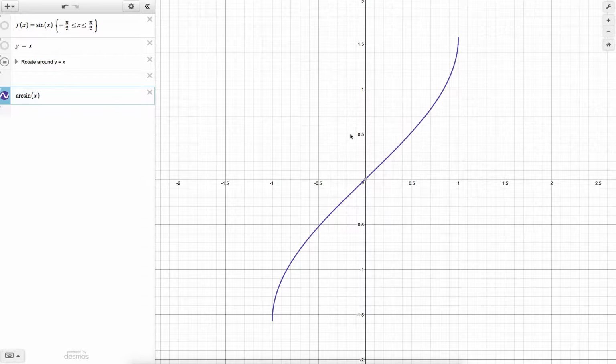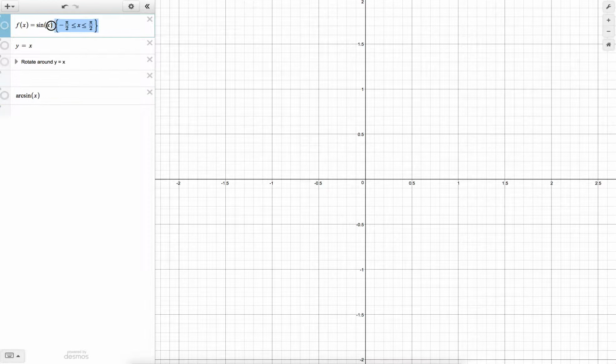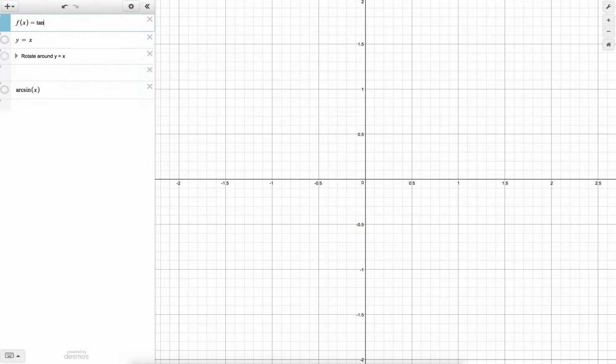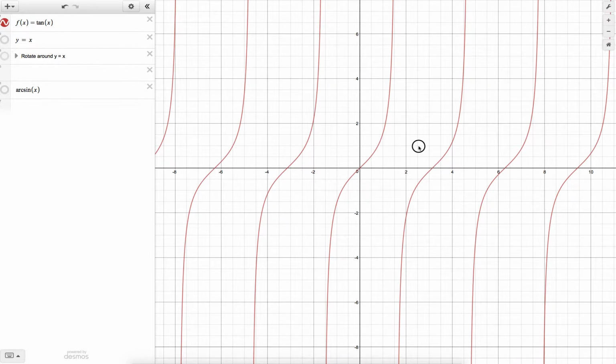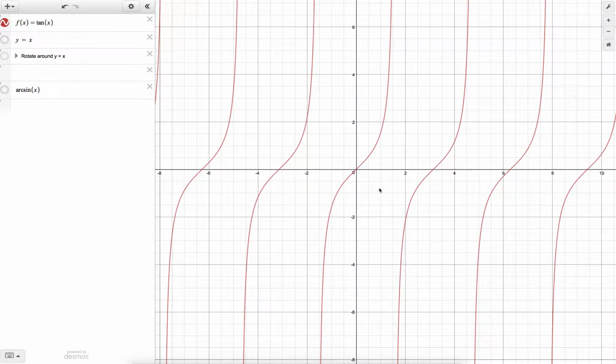Through our worksheets, we're going to learn all about arcsine. All right, so we talked about the inverse of the sine function. We see here it's arcsine. Now what I would like to do is change this around, and instead of the sine function, let's consider the tangent function. We'll zoom out, and here's our graph of tangent.